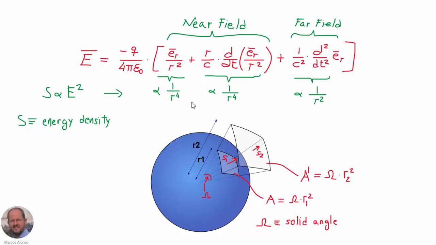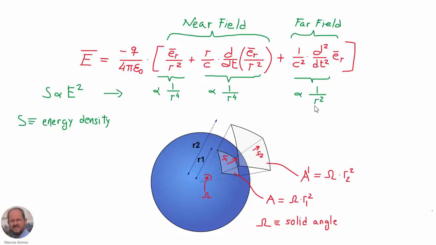But these terms are not radiation. The only term that generates what we can call radiation is the last term, related to the acceleration of the particle, and this is known as the far field generated by the particle. And why is this? Because the energy density produced by this term is proportional to 1 over the distance squared.